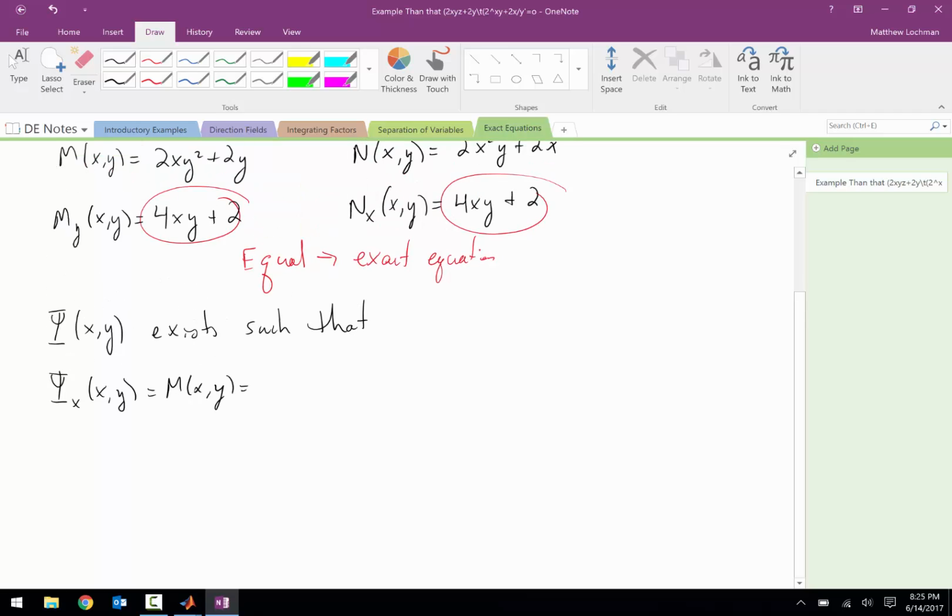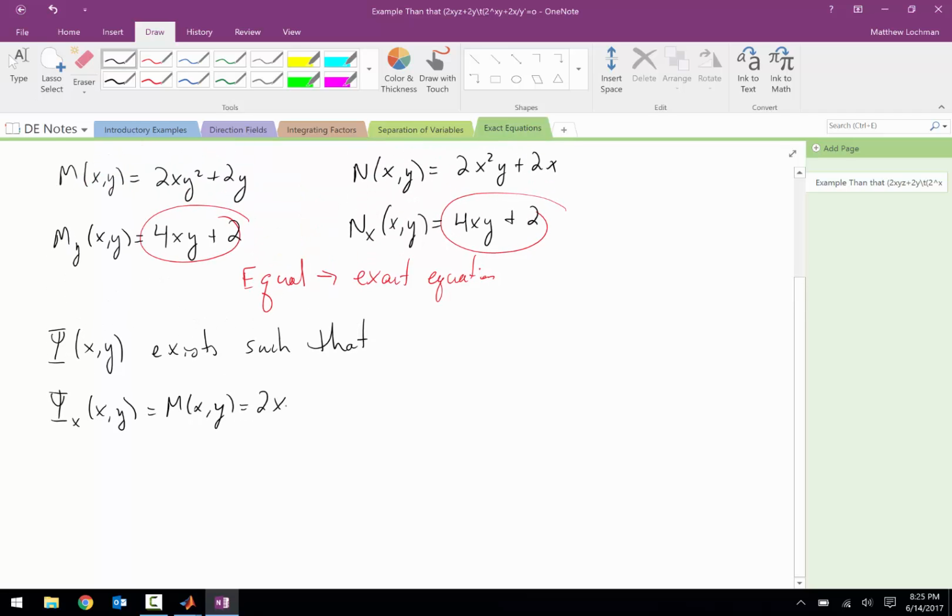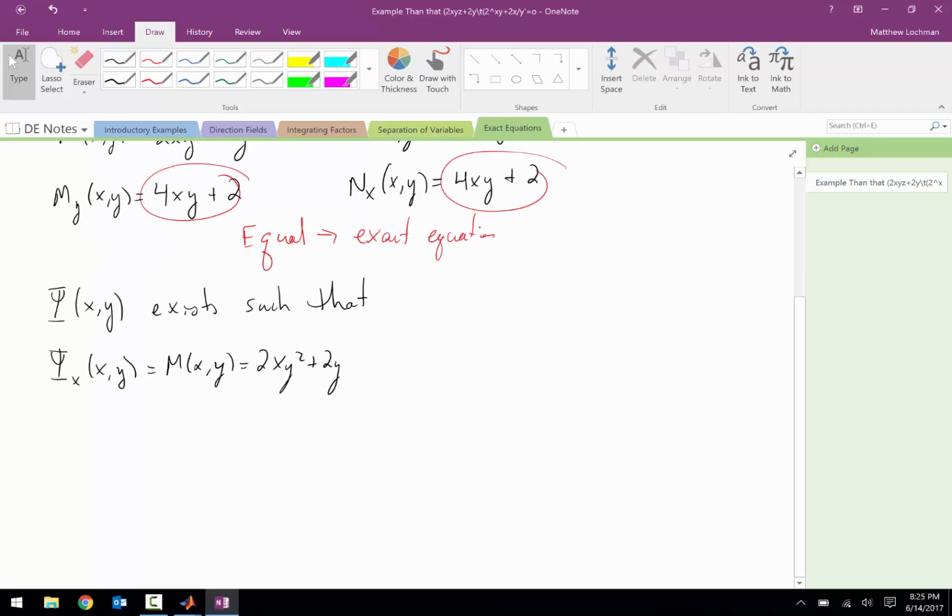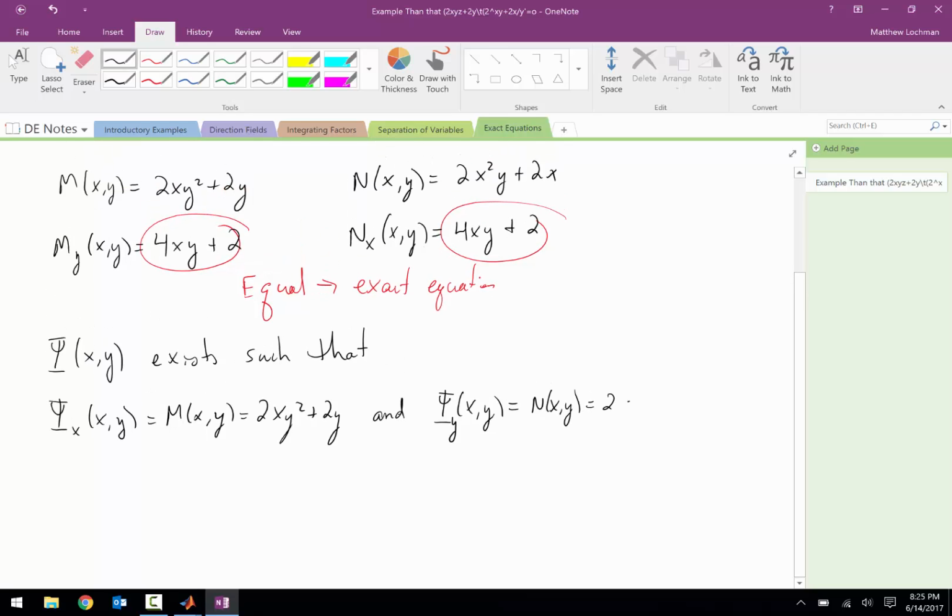which again was 2xy squared plus 2y. Okay, it's a real common mistake to copy the M sub y, or the partial derivative, from the previous step here. Make sure you don't do that. And not only is that derivative equal to that guy, but the y partial of it is equal to N, which is 2x squared y plus 2x.